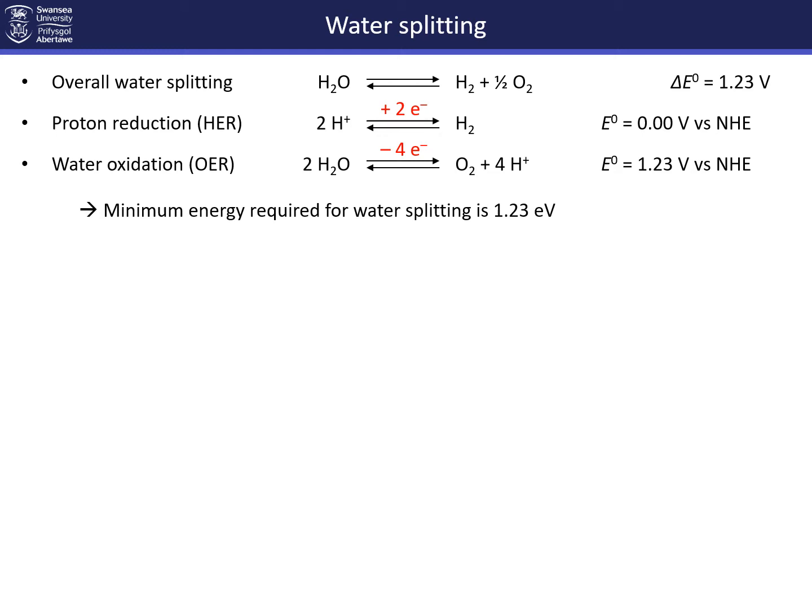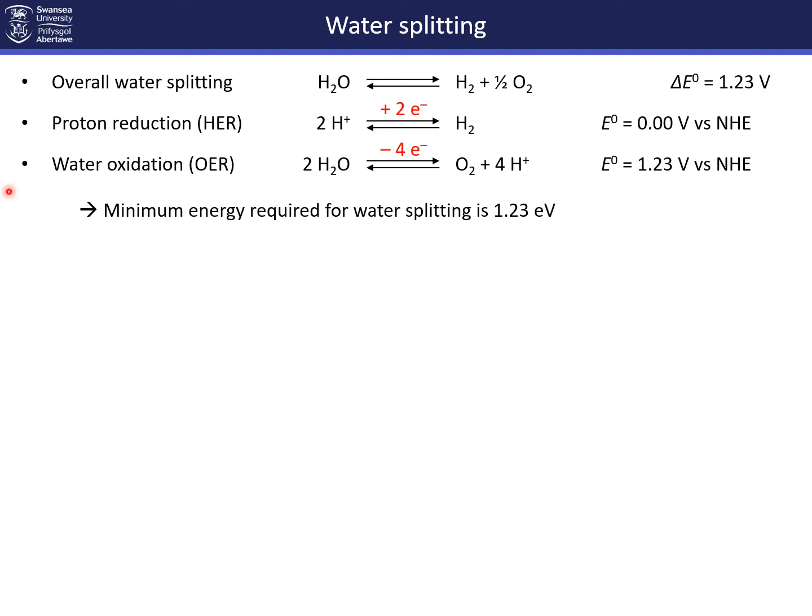So you take water and you split this into hydrogen and oxygen, and the overall energy difference or potential difference between those two sides of the redox reaction is 1.23 volts. You can split the reaction into two half reactions. One is the proton reduction reaction or hydrogen evolution reaction, where two protons react with two electrons to give you one molecule of hydrogen, and the standard potential is 0 volts versus NHE.